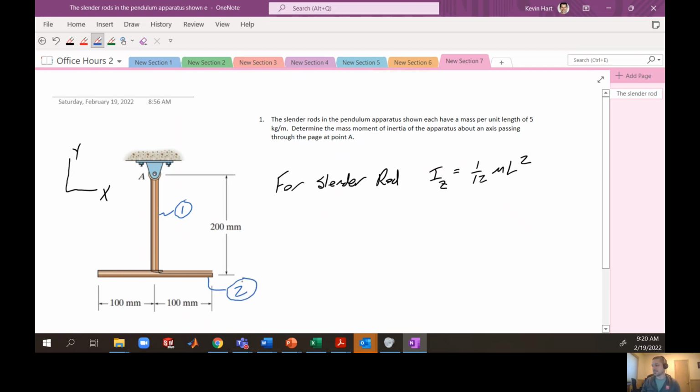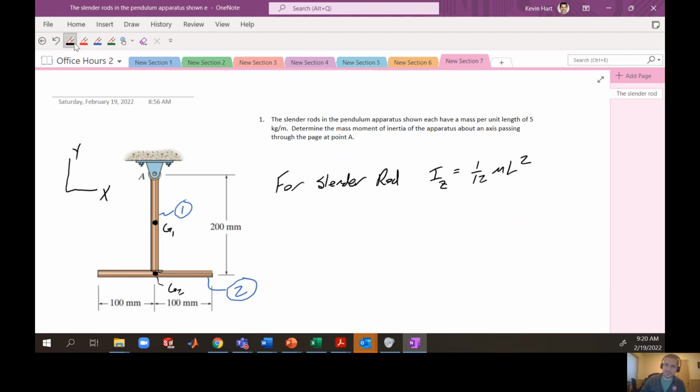We'll call this object number 1, and we'll call this object number 2. The basic idea is that each one of these objects has that mass moment of inertia, which is 1/12 ml squared, about its own individual centroid. And so we might label this as G1, the center of gravity of object 1, and we might label this as G2. You could think of an axis that's passing through the page at these particular locations, which is running parallel to the axis that's passing through the page at point A, which is our general axis of interest.